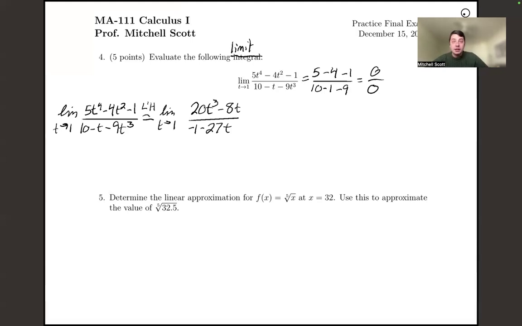Great. Sorry to interrupt, but shouldn't there be like a t squared on the denominator? Oh, yes.